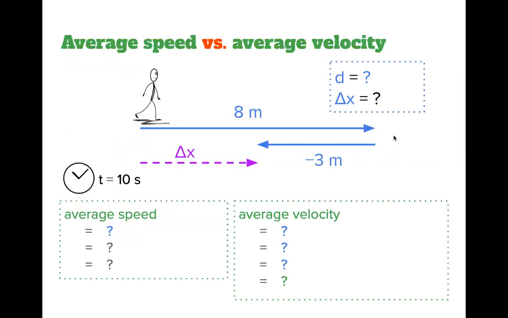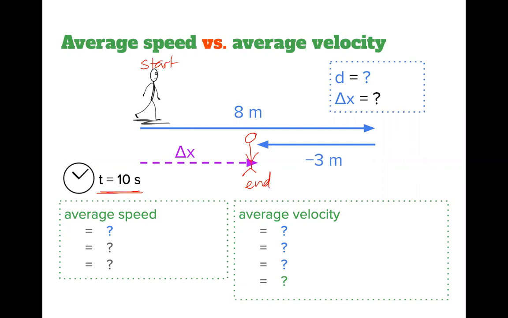That same problem we did last time, where we were trying to find this person's distance and displacement as they walked, we are now just going to tell you the total duration of time as well. We're going to say, hey, it took 10 seconds for this person to start at this location, move 8 meters forward, come 3 meters backward, and then end here at this location.